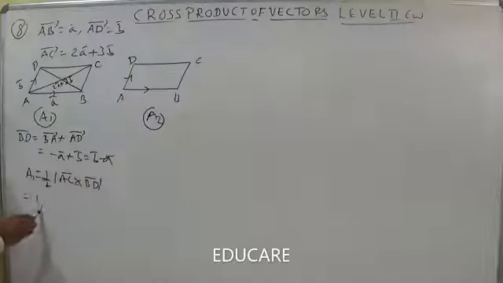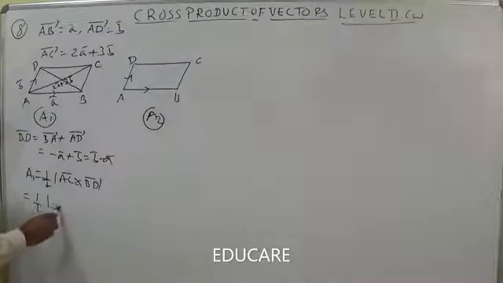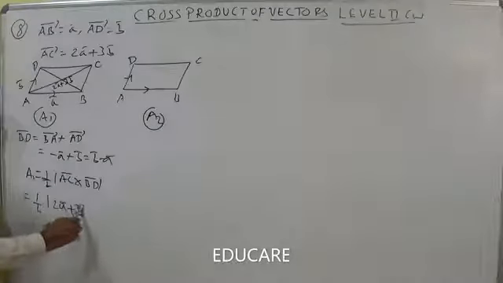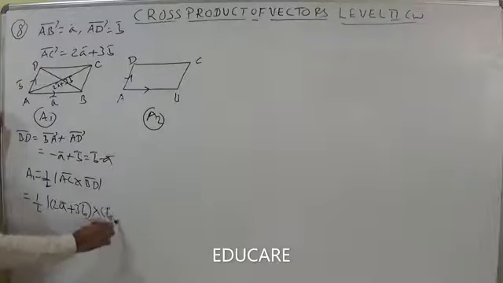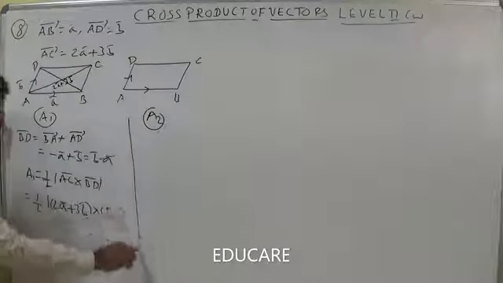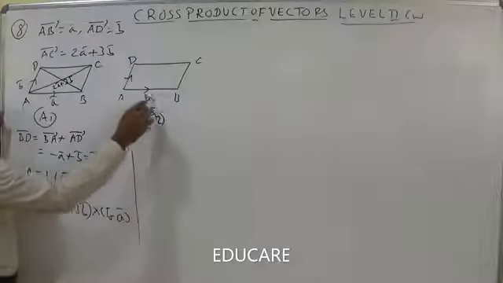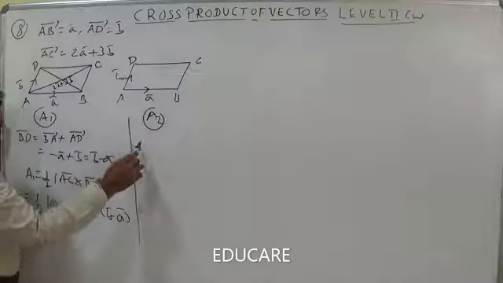Vector area only we should compare. 1 by 2 into AC. AC means 2A plus 3B, given. 2A bar plus 3B bar, cross B bar minus A bar. This is area 1. Area 2: this is A bar given, this is B bar given.